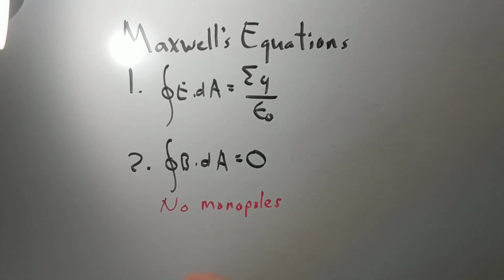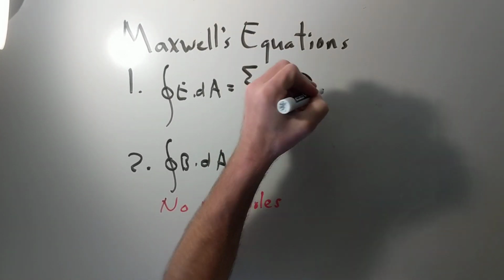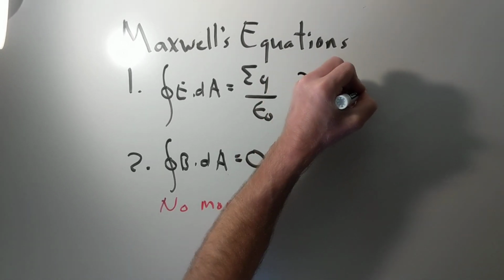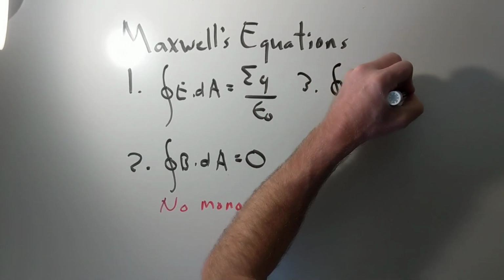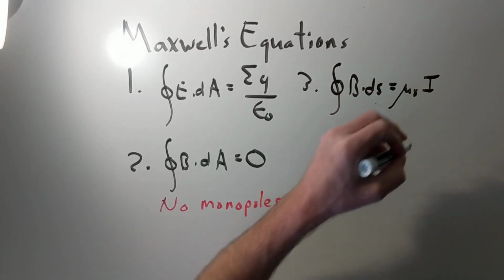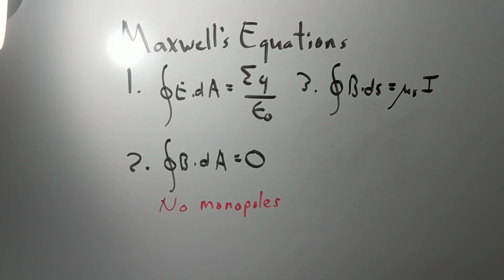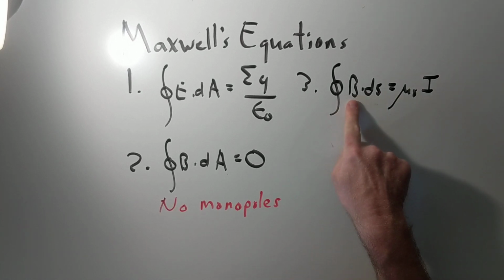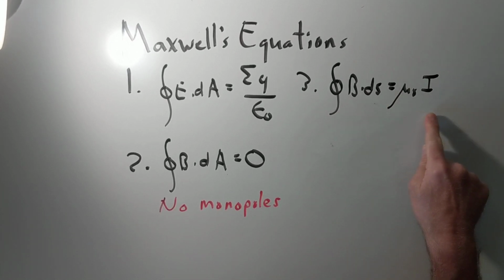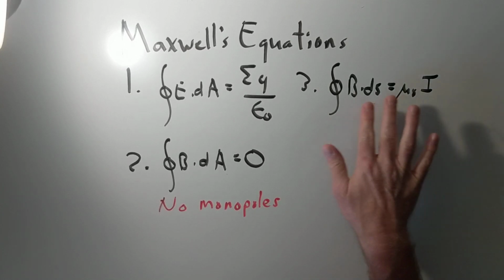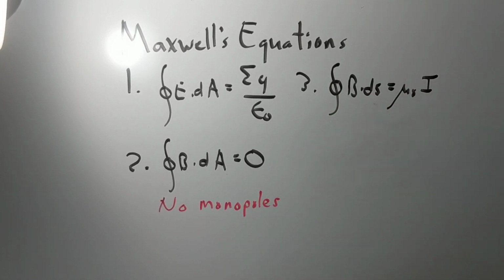The next one, number 3, this says that the path integral of the magnetic field over a path is mu naught times the current enclosed. This is Ampere's law. And again, it's the magnetic field over a path. Whatever is inside that path in terms of currents must be equal to this path integral. So it allows you to find magnetic fields pretty easily.